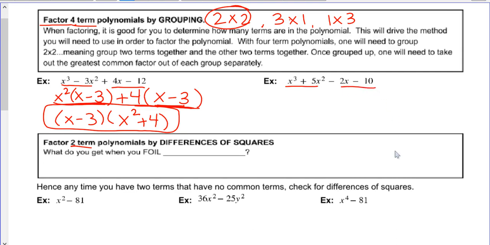If you want to turn this video off and try this one on your own, that would be okay too, to see how well you can do that. And then play the video to see if you get it right. So for these 2 terms, I'm going to group the first 2 and the second 2 together.